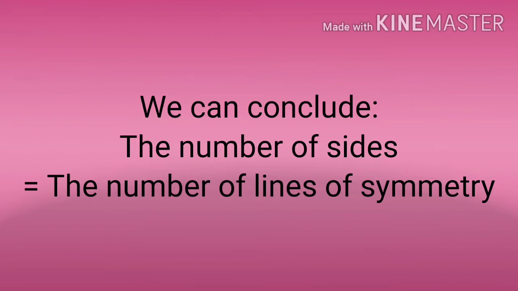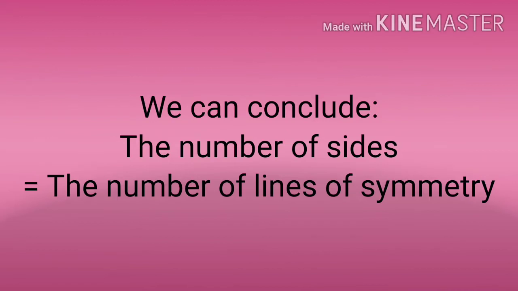In the same way, a pentagon has 5 sides, so a pentagon has 5 lines of symmetry. A hexagon has 6 sides, so 6 lines of symmetry. A heptagon has 7 sides, so 7 lines of symmetry. An octagon has 8 sides, so 8 lines of symmetry. A nonagon has 9 sides, so 9 lines of symmetry. In the same way, a decagon has 10 sides, so 10 lines of symmetry. It means you can easily say that in a regular polygon, the number of sides is equal to the number of lines of symmetry.